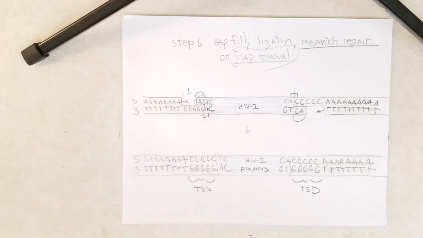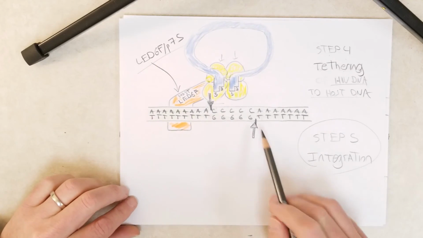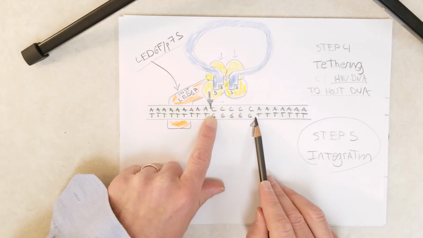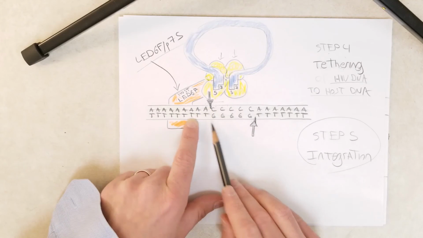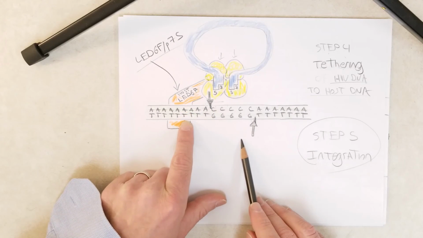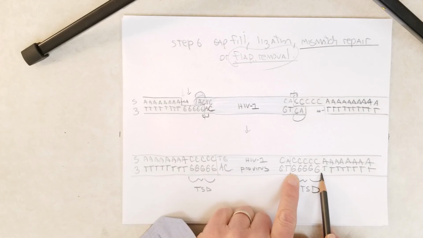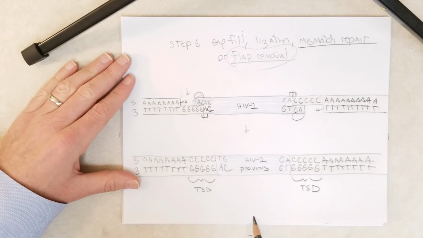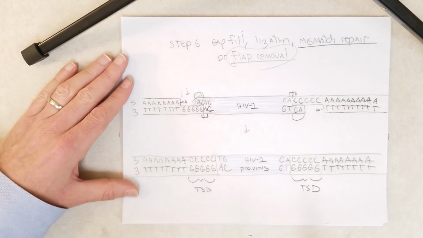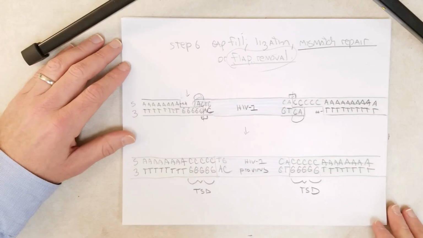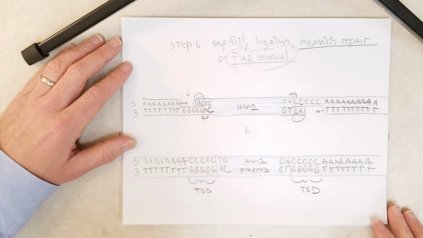So let's go back a little bit. So we had the breaks on either side of this 5 base pair sequence, which is flanked by A's and T's. See, after it integrates, the target site was duplicated on either side of the HIV-1 provirus integration site. Okay, so that's it. That's how HIV-1 is thought to, at least that's one of the current models of how HIV-1 integrates into the genome of a host cell.